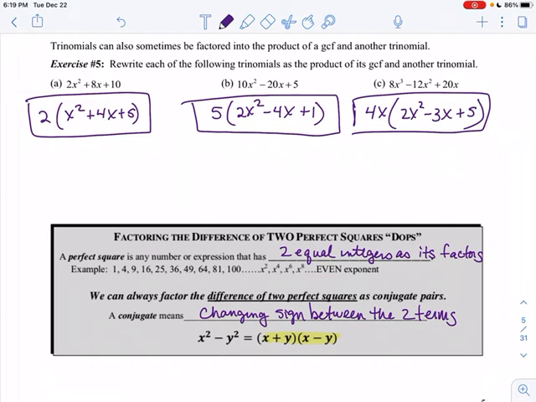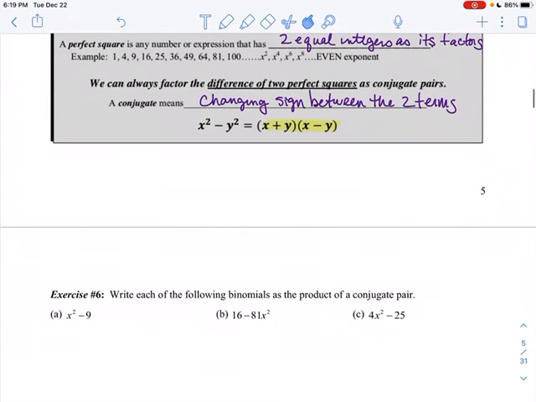Okay, so this is the difference of two perfect squares. It's the next factor, and you're going to remember it as soon as I show you a problem. If I have x squared minus 9, as long as they're both perfect squares, x squared is a perfect square and 9 is a perfect square.